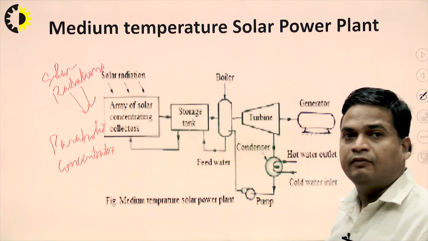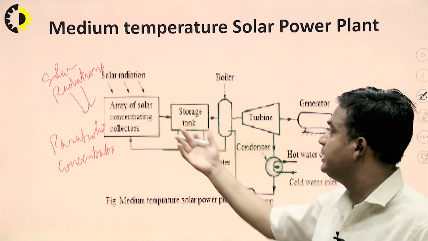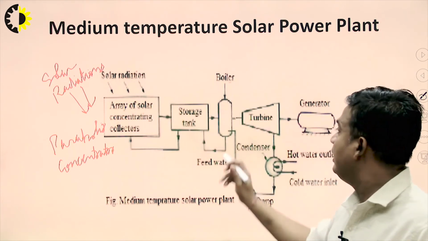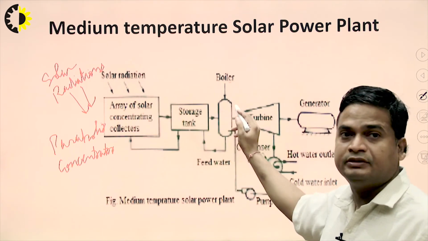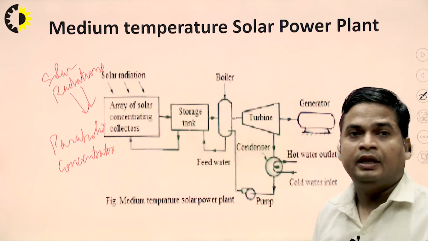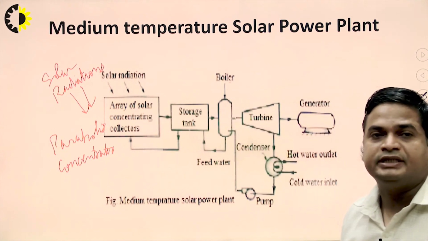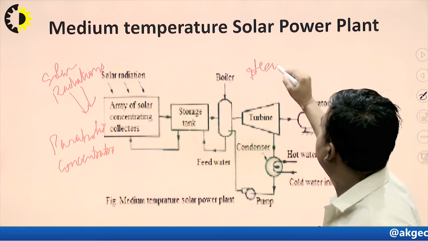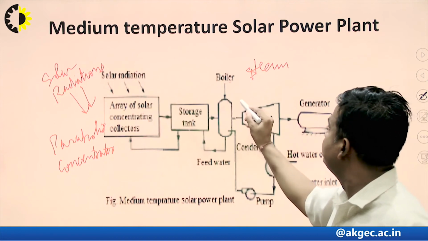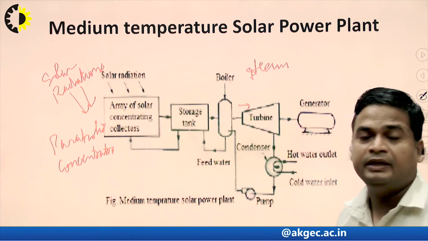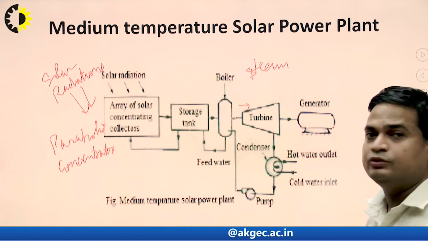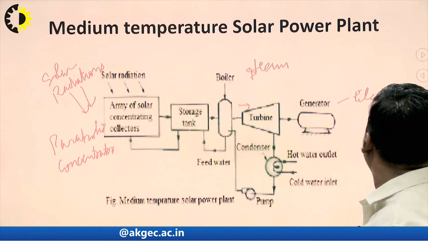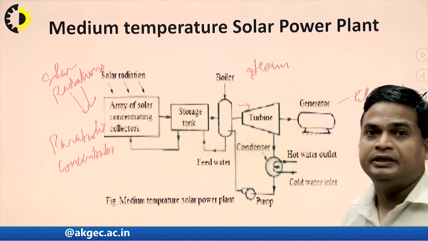Then the water here takes the energy from these collectors. A storage tank is here, and then water is transferred to this area, that is the boiler, and this heated water takes the energy from the boiler and converts into steam, and then the steam flows and goes to this turbine to run the turbine, and the turbine is used to run the generator, and electricity is generated.